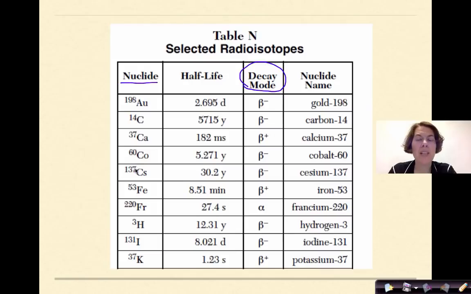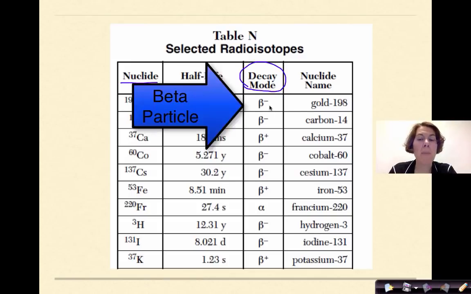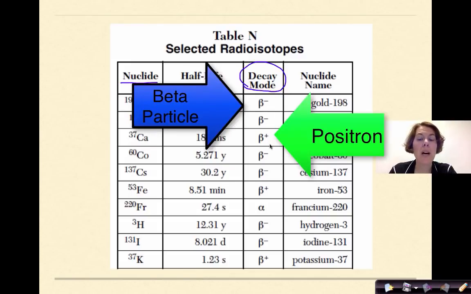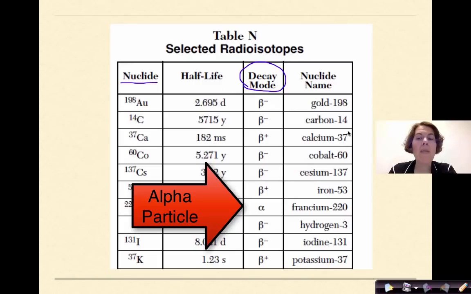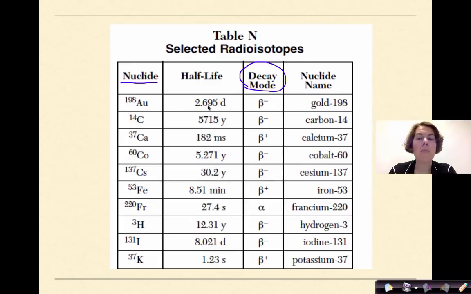So if one of these nuclides undergoes radioactive decay, the decay mode tells us what type of particle is going to be released, whether it is a beta particle, a positron, or an alpha particle. And finally, it gives us the nuclide name. So basically matching the symbol to the name with the atomic mass again.